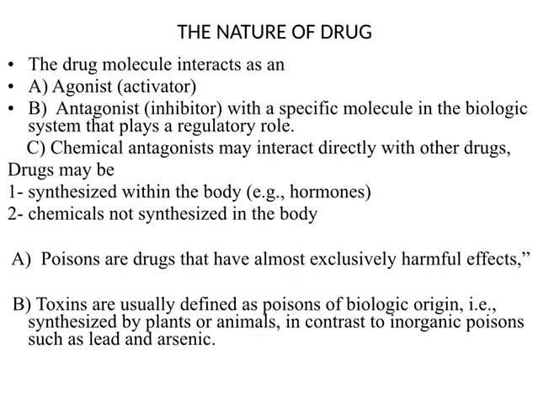Here, poisons are drugs that have almost exclusively harmful effects, while toxins are usually defined as poisons of biologic origin, that's to say synthesized by plants or animals. That means when you hear this is a toxin, it means it is synthesized by or extracted from a plant or animal, in contrast to inorganic poisons such as lead and arsenic. This is also very important. Well, let me explain this clearly. What is a chemical antagonist?